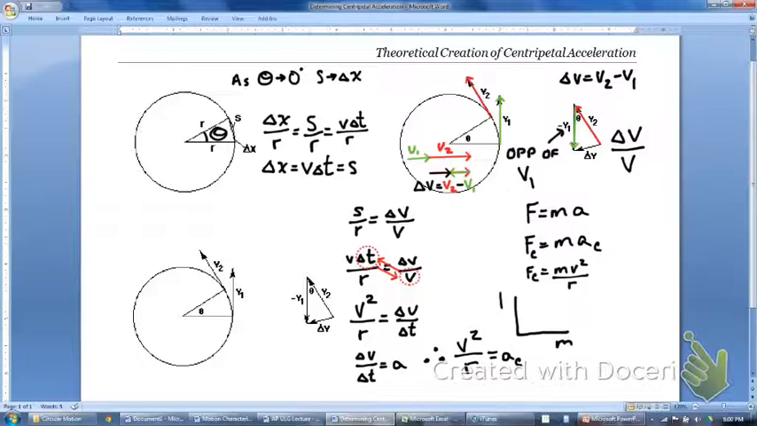Graphically, if we take m on our x-axis and f on our y-axis, we can see that that is going to produce a linear line. If we then take v and f, we can see that this is going to create a quadratic, or a parabola. Finally, if we take our radius and our force, we should see that it's going to form an inverse curve. And this is the theoretical creation of centripetal acceleration and centripetal force.